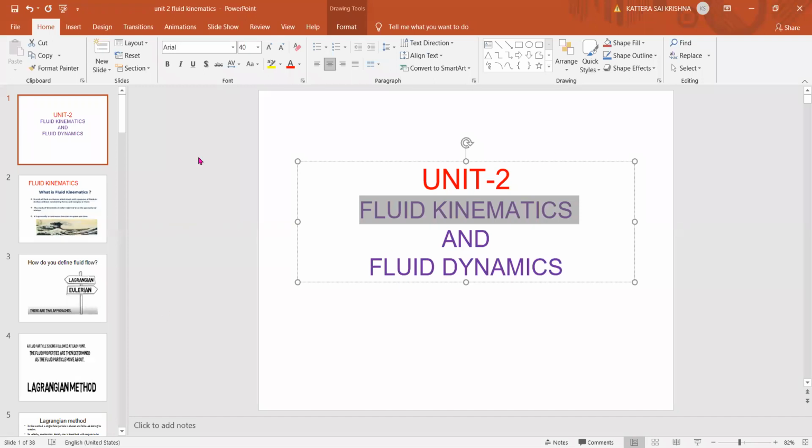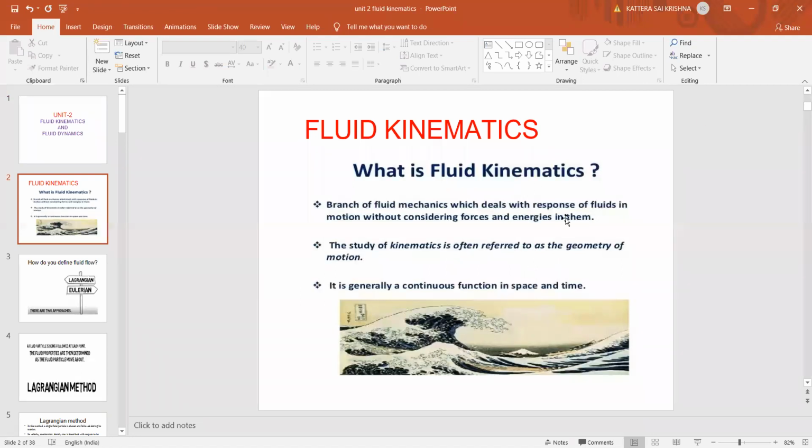And coming to dynamics, it is a study of fluid which is in motion, and we'll consider the forces on them. Okay, so that is the main difference. Coming to fluid kinematics, in general, if you see any wave like this, there is a motion to the wave, but we will not consider any forces, why it is moving, how it is moving. So for example, I have shown here: fluid kinematics is a branch of fluid mechanics which deals with the response of fluids in motion without considering the forces and energies in them. So we will not consider any forces by which the fluid is moving. The study of kinematics is often referred to as the geometry of motion.